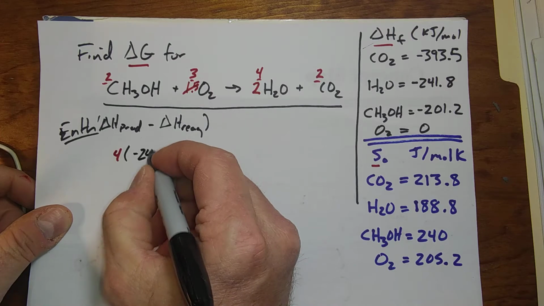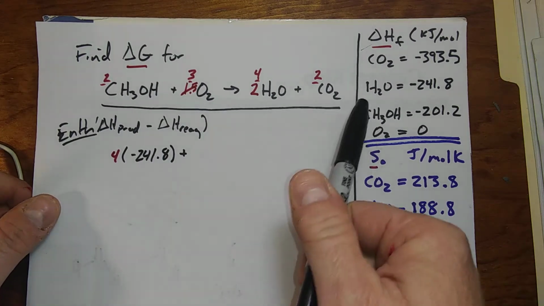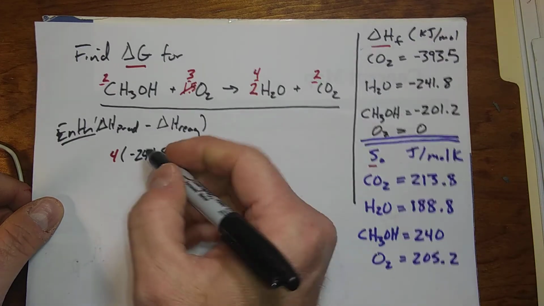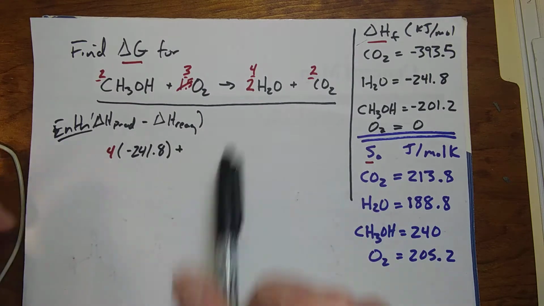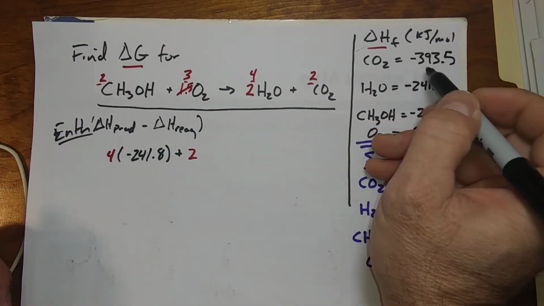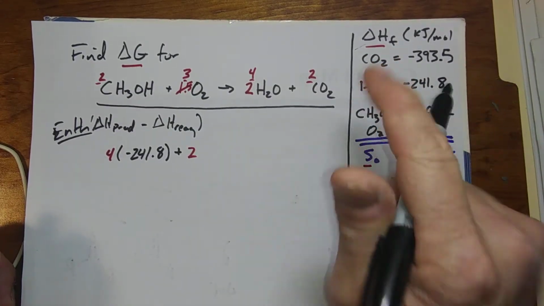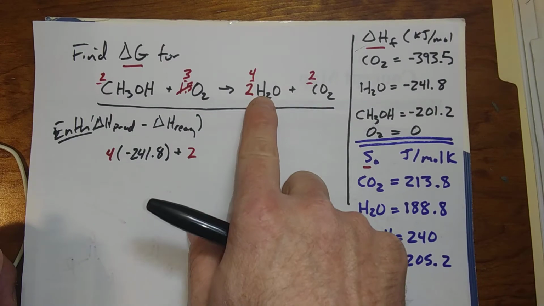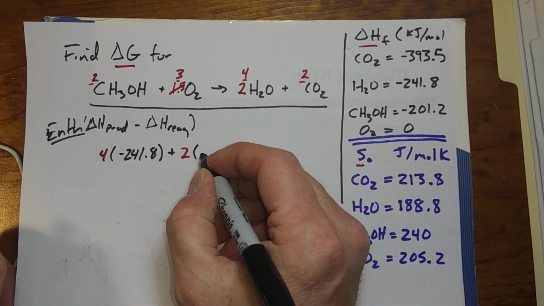minus 241.8, and that's our water. We're going to add to that the CO2, and we have 2 of those, because heat of formation is always for 1 mole of these. Standard enthalpy of formation is always for 1 mole. So of course we're making 4 moles of water, and we're making 2 moles of CO2.